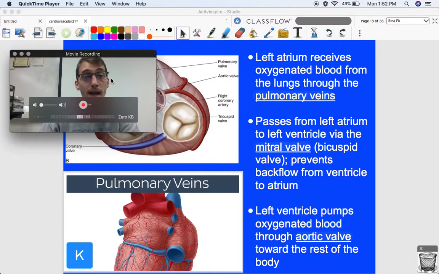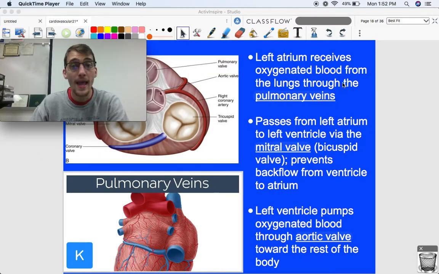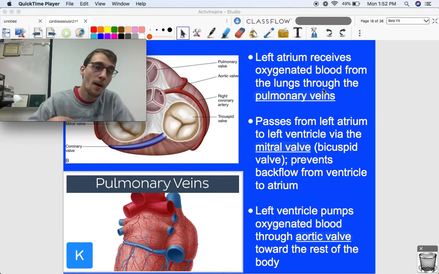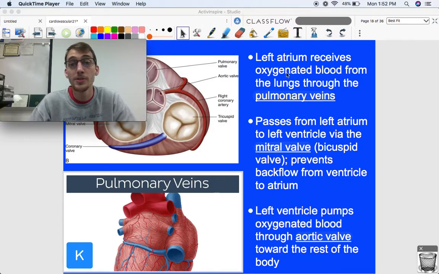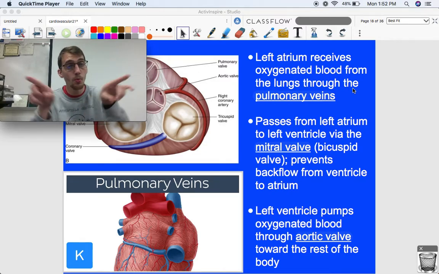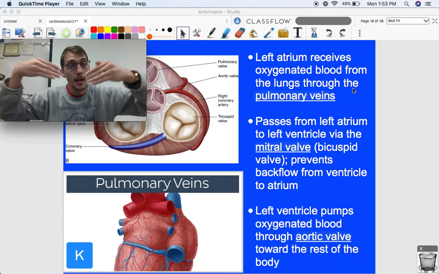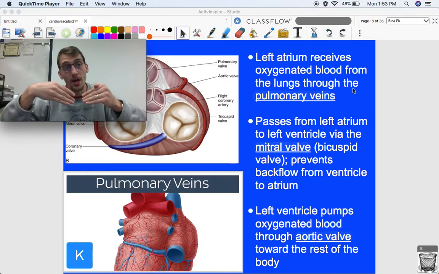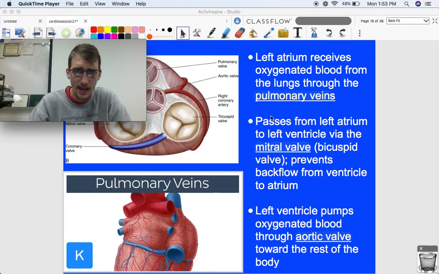Okay, so now we get to the left side of the heart when that blood comes back after it's been to the lungs and it's picked up oxygen from the alveoli in the lungs. So it's got its oxygen. It needs to come back to the heart so that the heart can pump it to the rest of the body, right? So the left atrium receives oxygenated blood from the lungs through the pulmonary veins. Okay, pulmonary arteries went towards the lungs. Pulmonary veins are coming back from the lungs. They're coming towards the heart now. Okay, so that oxygenated blood, it collects into the left atrium, right?